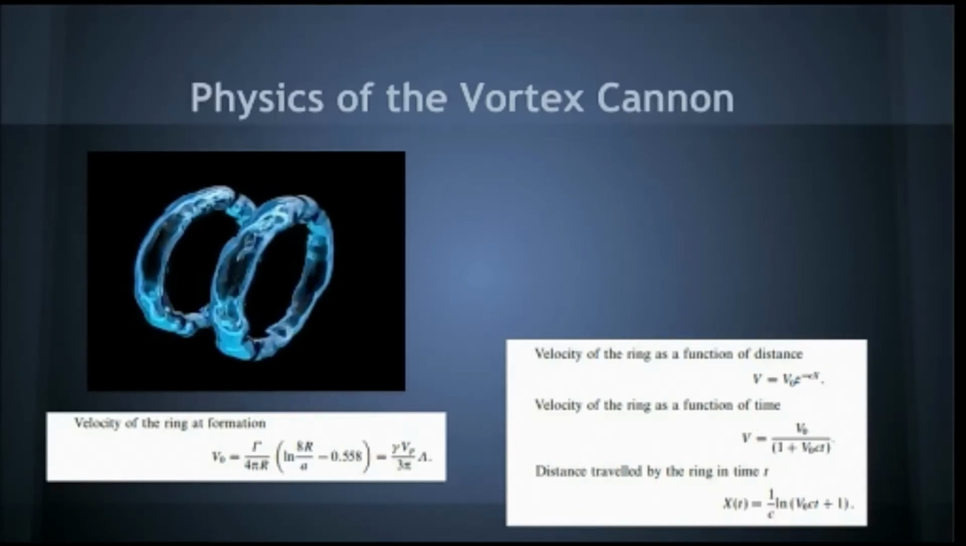Now, the initial velocity of a ring is shown by this equation here, which is a function of radius and circulation. These two equations are put together to make the distance traveled by the ring in a specific time. Those are a function of the dampening constant and the initial velocity.